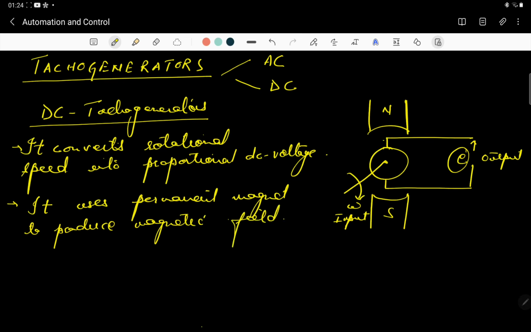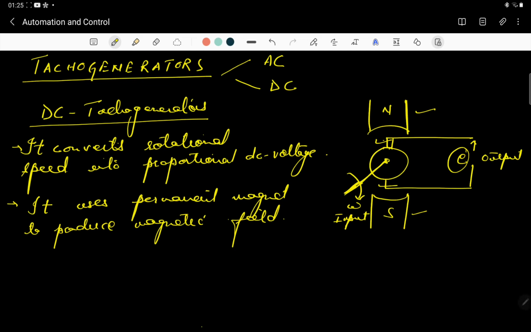Now as you can see in the figure, our tachogenerator is coupled to the shaft whose speed is to be measured. You know that the magnetic flux is constant. Since we are using a permanent magnet, the magnetic flux of the generator should be constant. So the induced voltage at this terminal is simply proportional to the shaft speed, and the polarity depends simply upon the direction of the rotation.